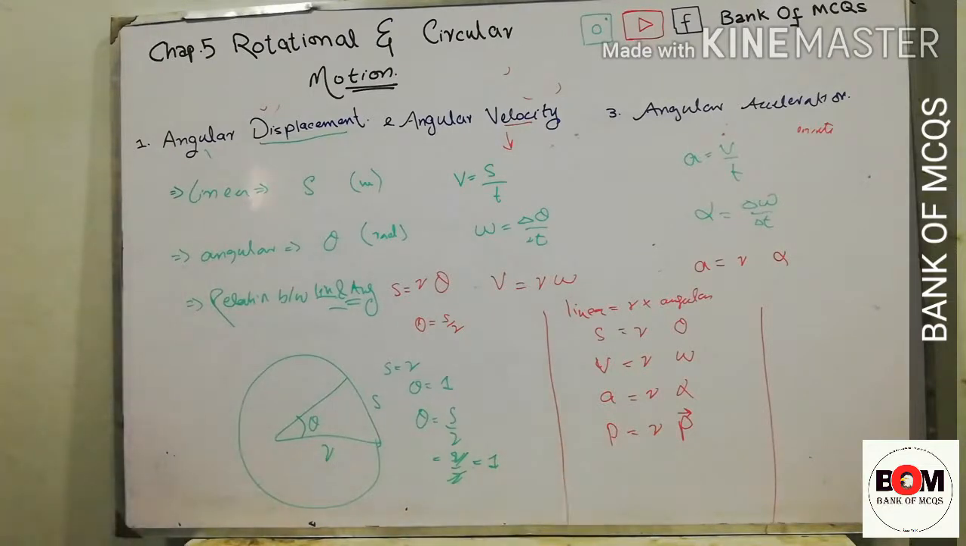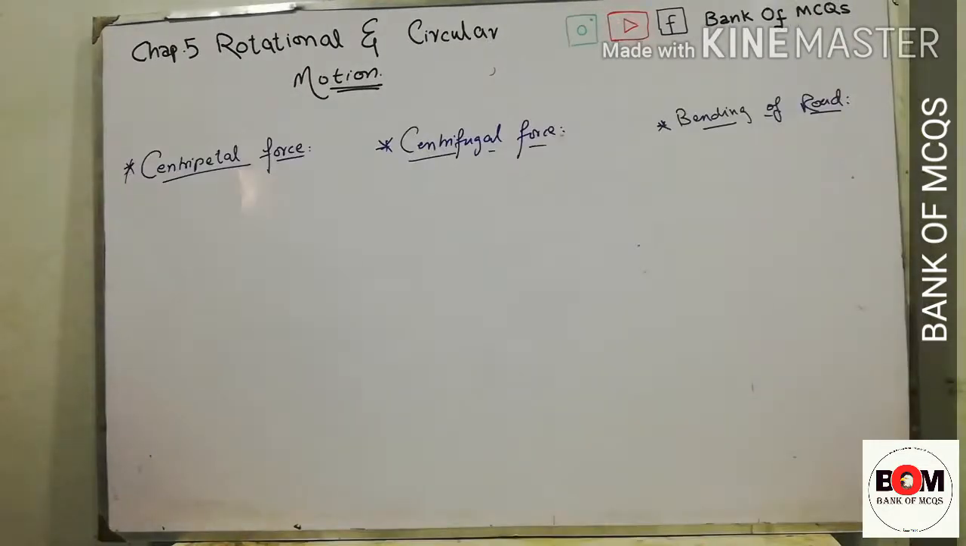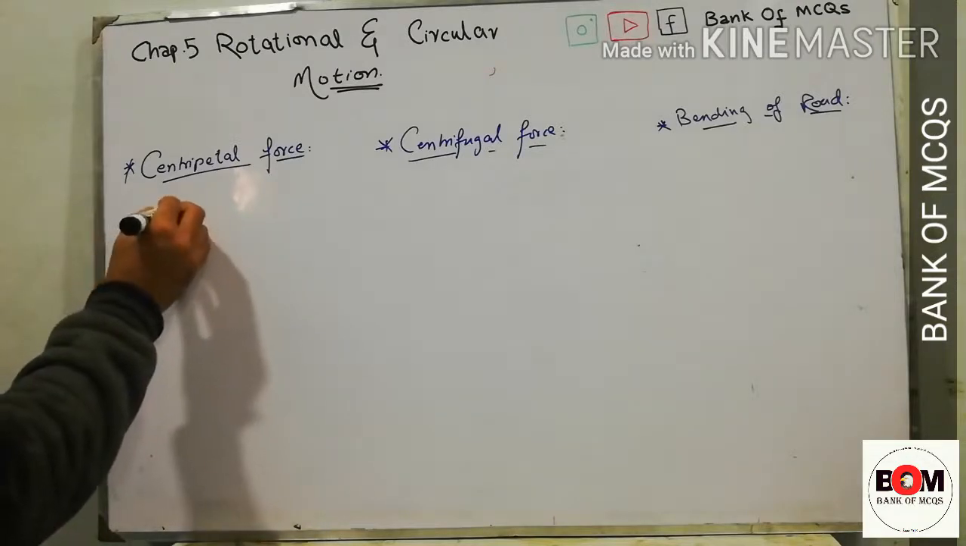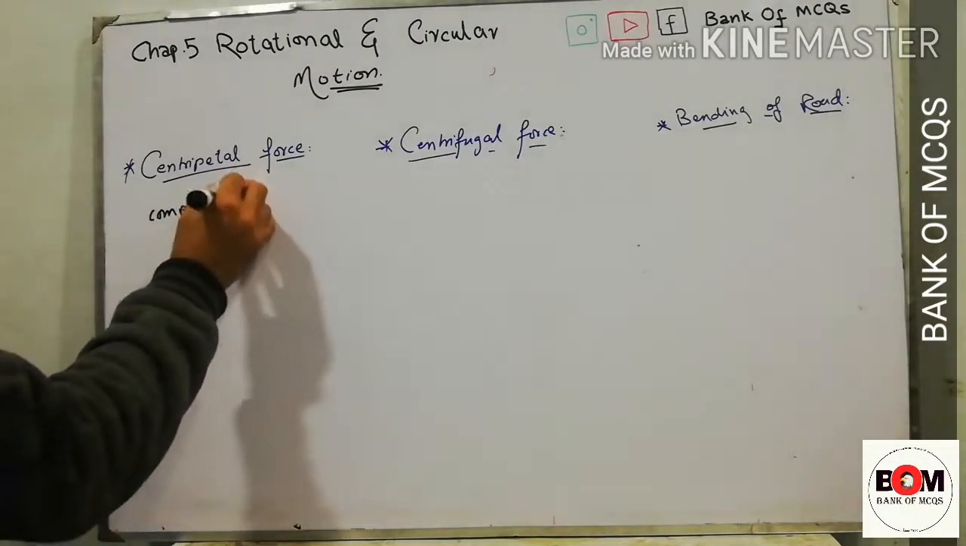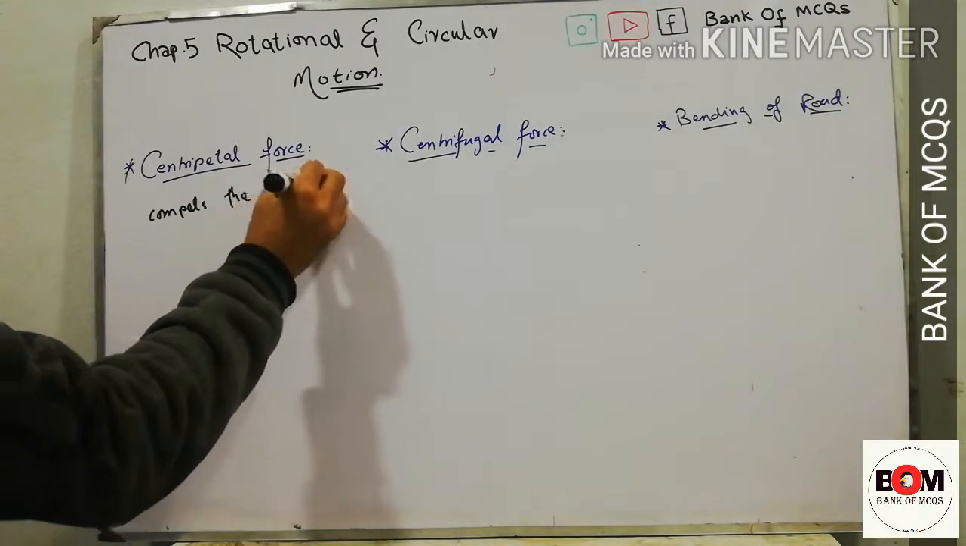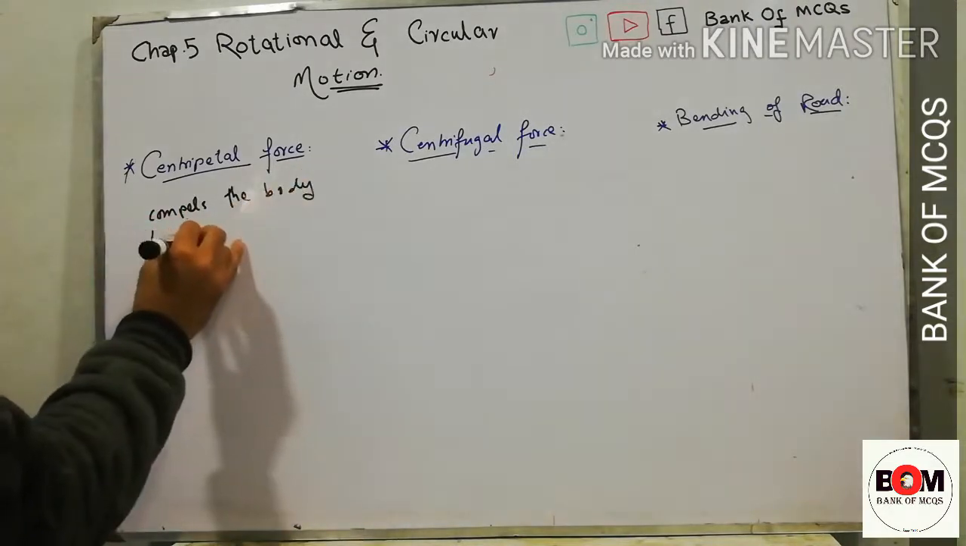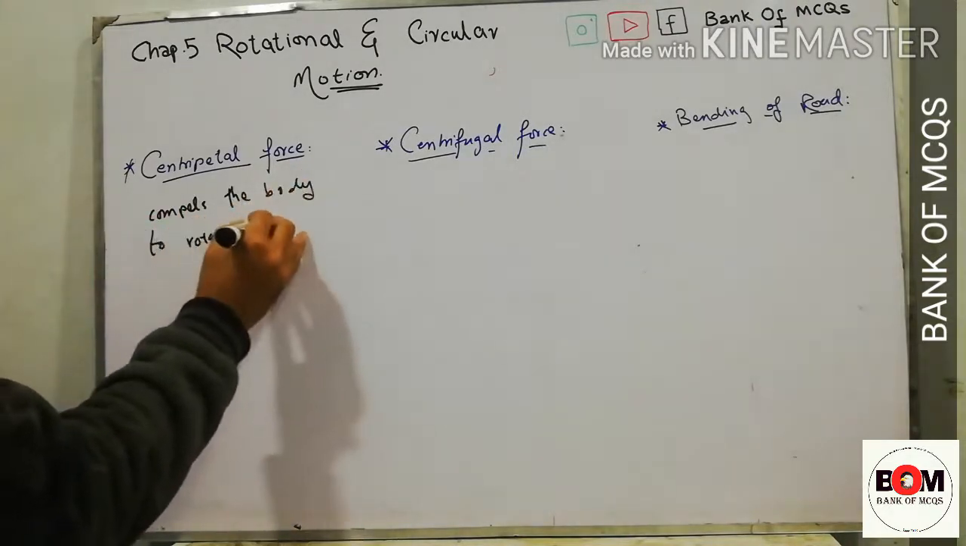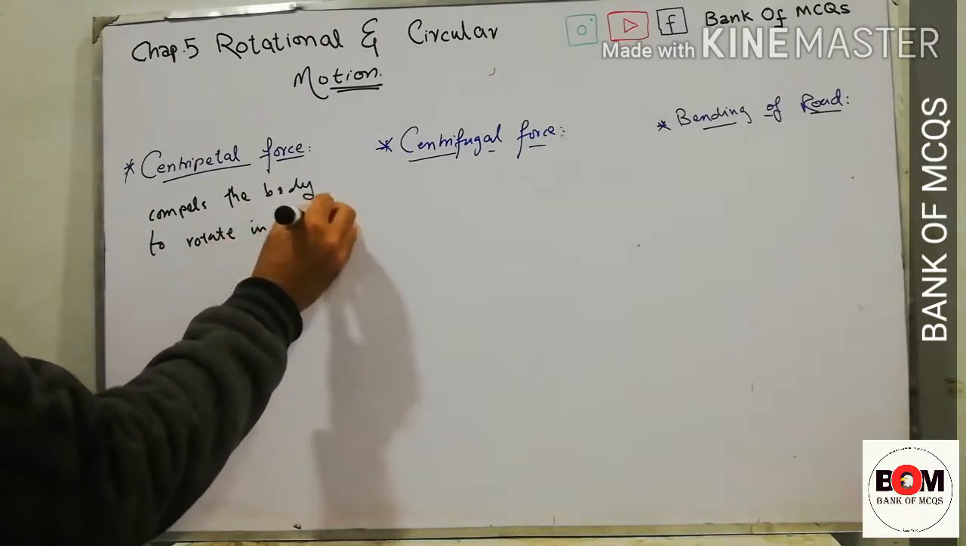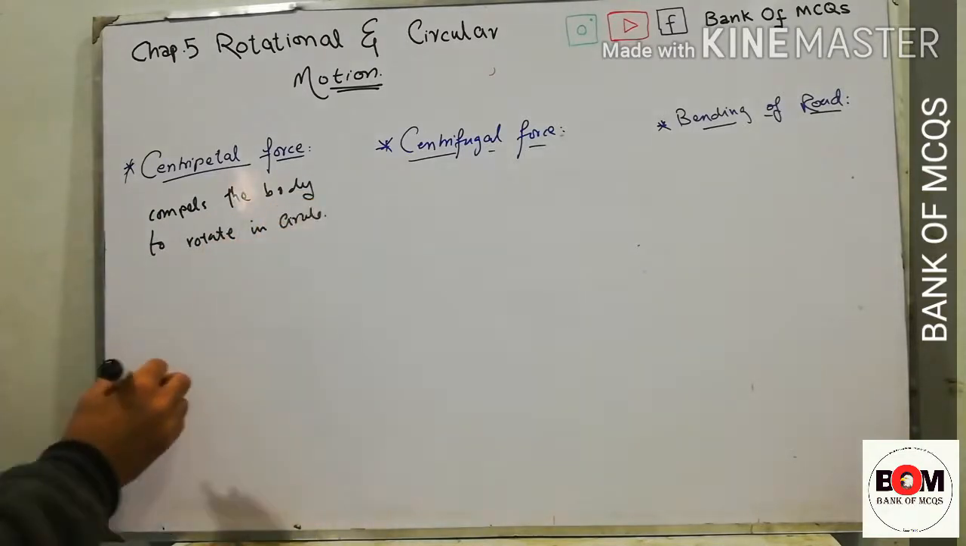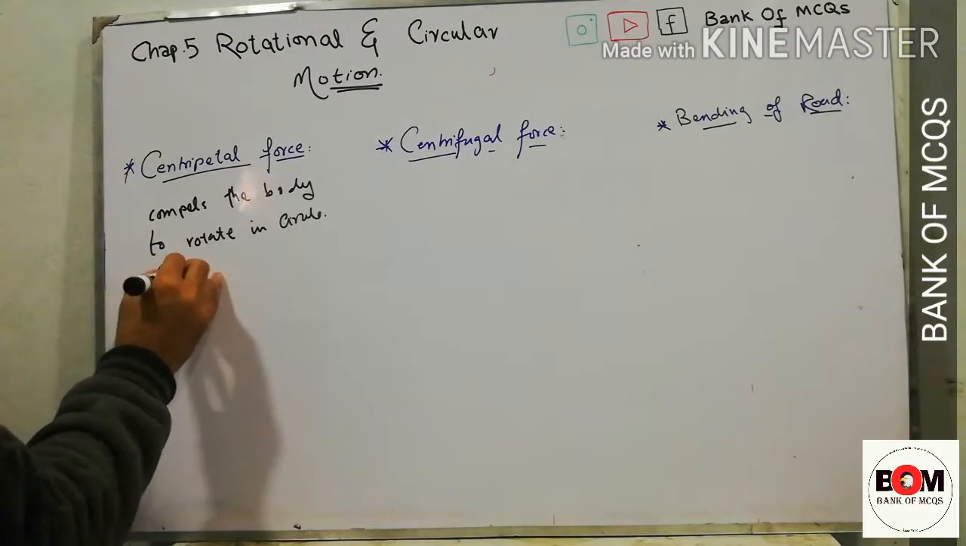So this was angular displacement, angular velocity and angular acceleration. Centripetal force. Centripetal force is the force which compels the body to move in a circle, to rotate or to move in a circle. This is also called center seeking force.